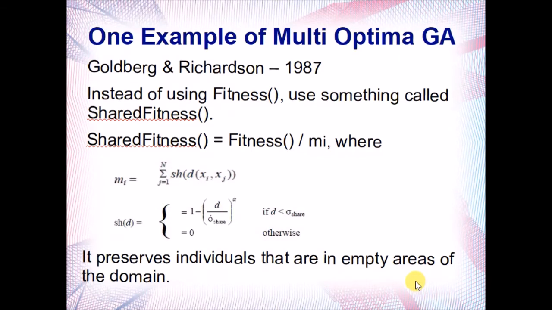This algorithm is often referred to as the shared fitness algorithm, or Goldberg and Richardson's 1987 algorithm, from a paper they published in 1987. It's one of many examples of multi-optima genetic algorithms, but there are many out there. And how this works is, instead of using the fitness in the selection process for an individual, it uses a new function called shared fitness. And shared fitness can be defined as the fitness of an individual divided by m sub i.